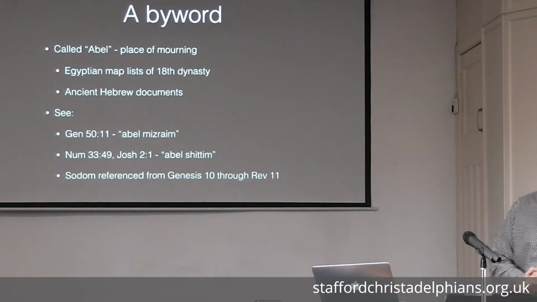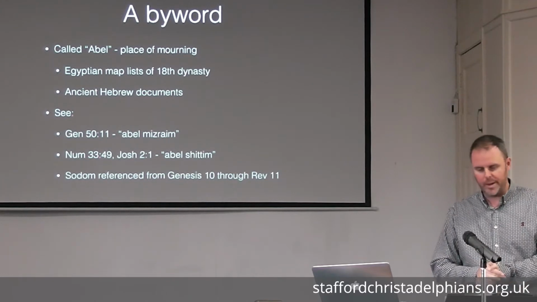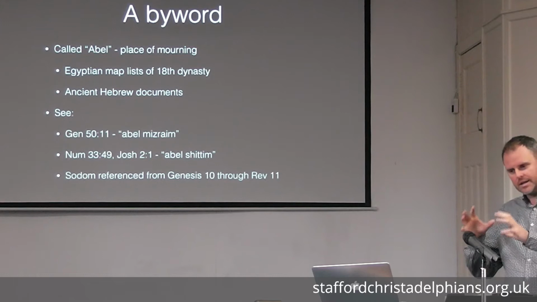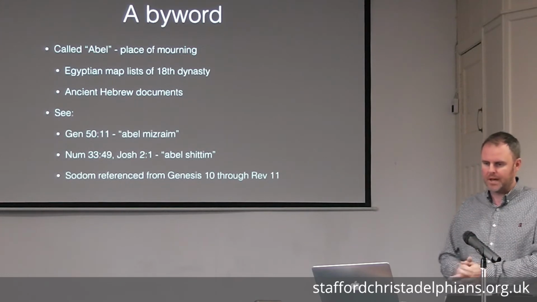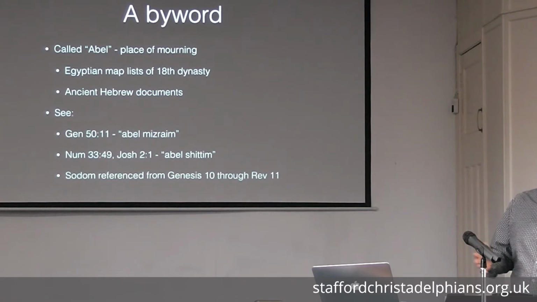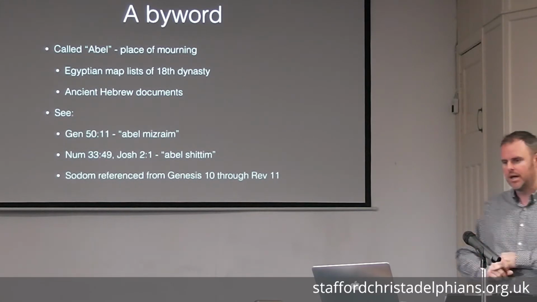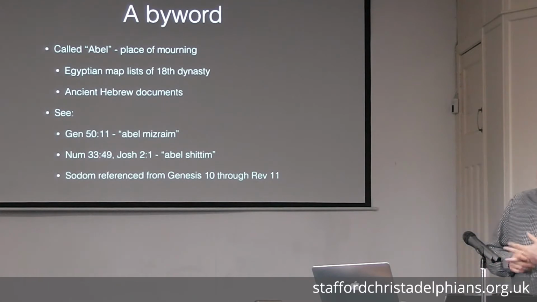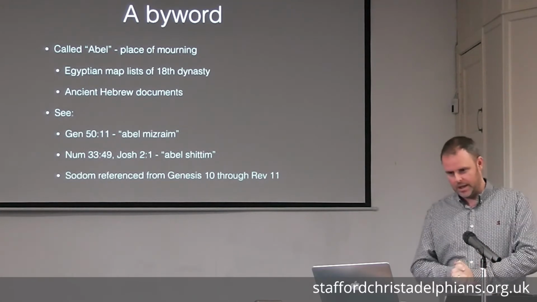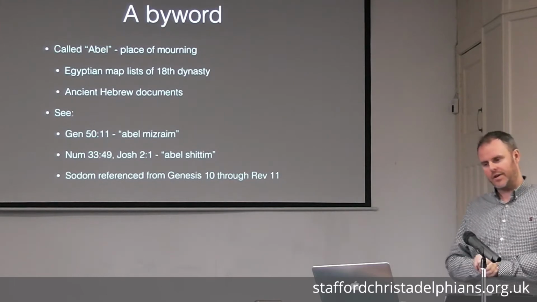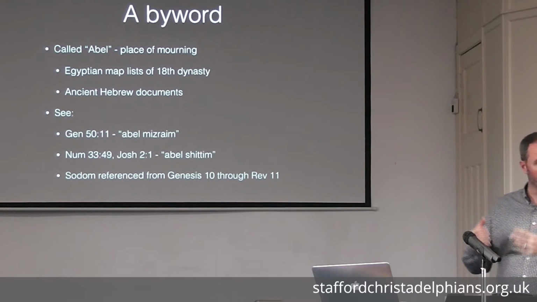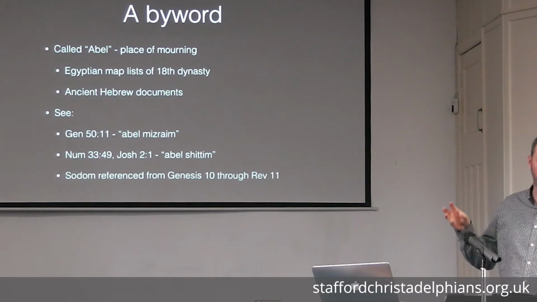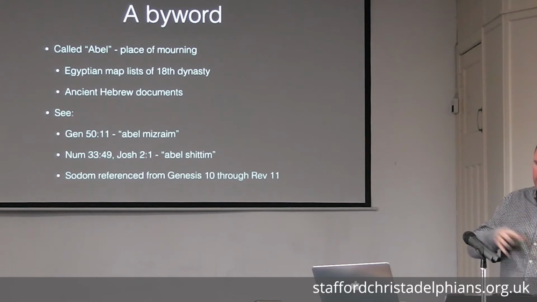I mentioned that it had become a bit of a byword in both Egyptian literature and Hebrew documents from ancient times. So this area of the destruction of Sodom and Gomorrah became called Abel, that is to say a place of mourning. It's referenced in Egyptian map lists of the 18th dynasty. It's referenced in ancient Hebrew documents, in our Old Testament, if you will. And so in Genesis 50, for example, it's called Abel Mizraim, that is to say the mourning of Egypt. And in Numbers 33 and Joshua 2, it's called Abel Shittim, Shittim being the name of the acacia trees, which apparently were plentiful in the area. It's the mourning of the acacias.